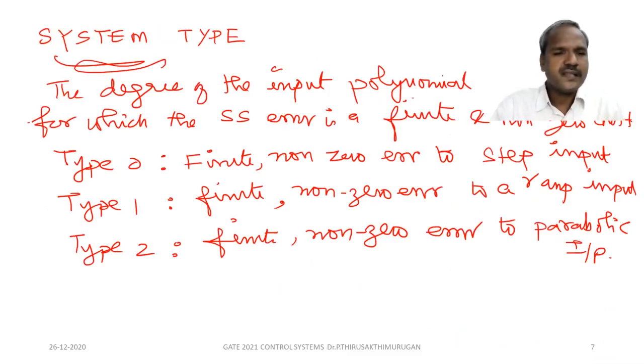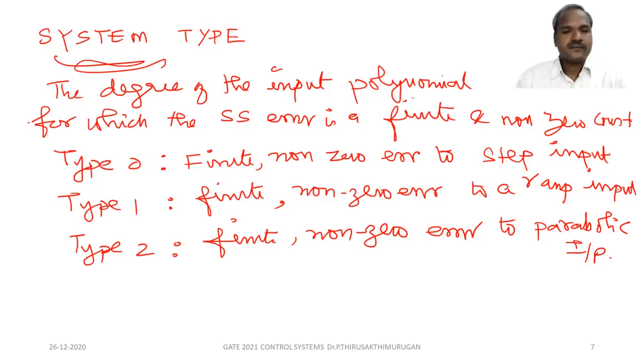Then the system type is the degree of the input polynomial for which the steady state error is finite and non-zero. The type 0 system will give a finite, non-zero error to a step input. A type 1 system will give a finite non-zero error to a ramp input. A type 2 system will give a finite non-zero error to a parabolic input.